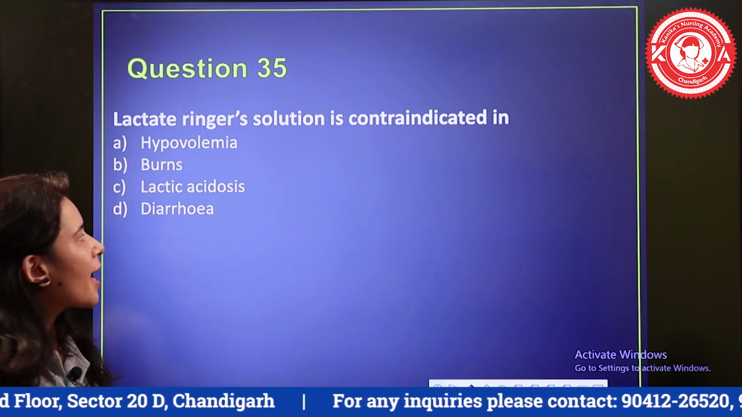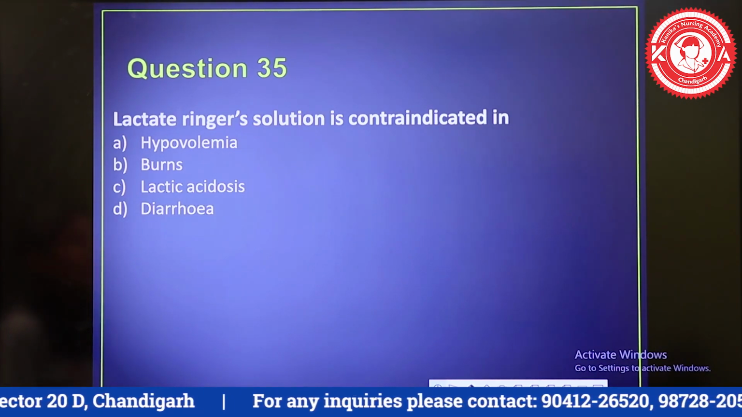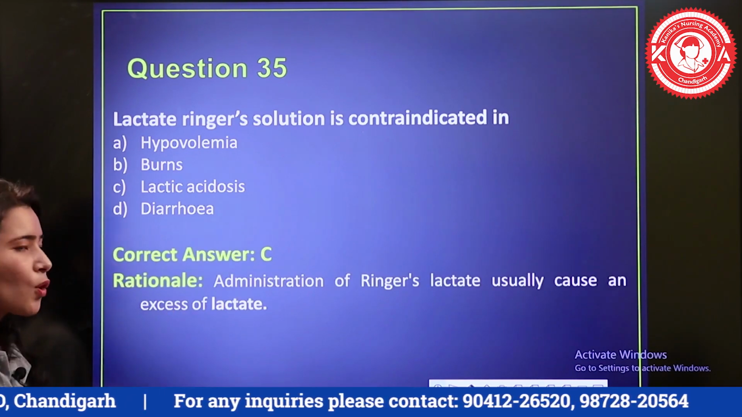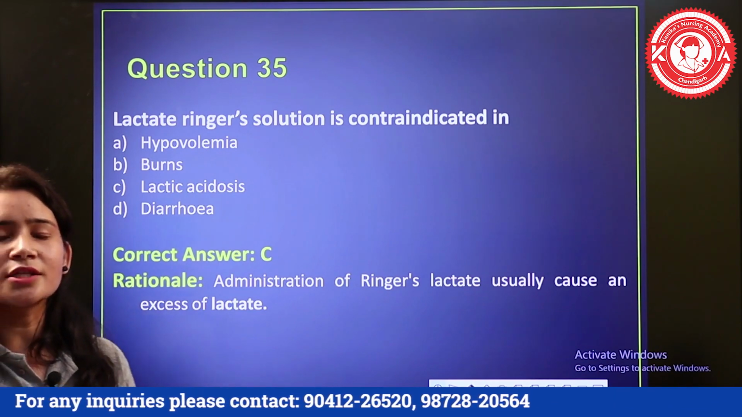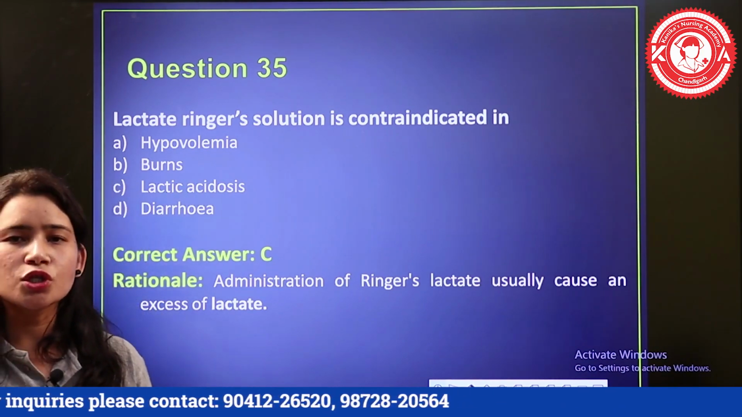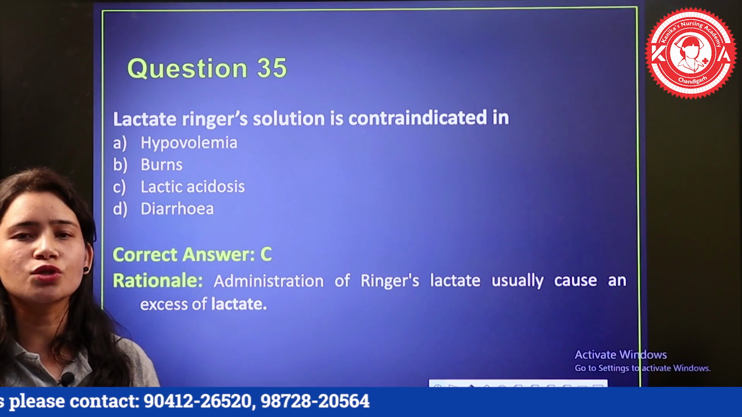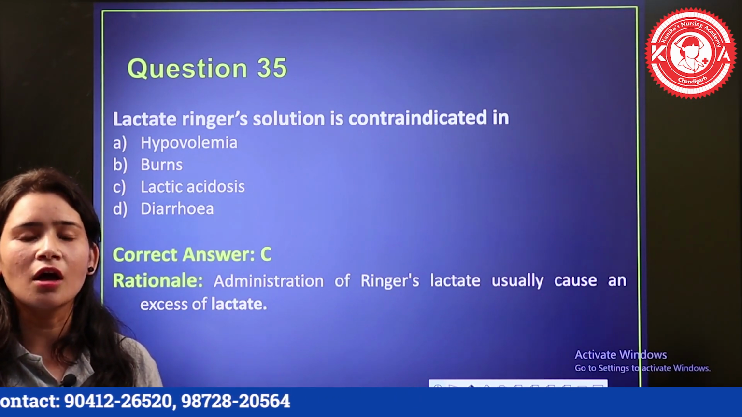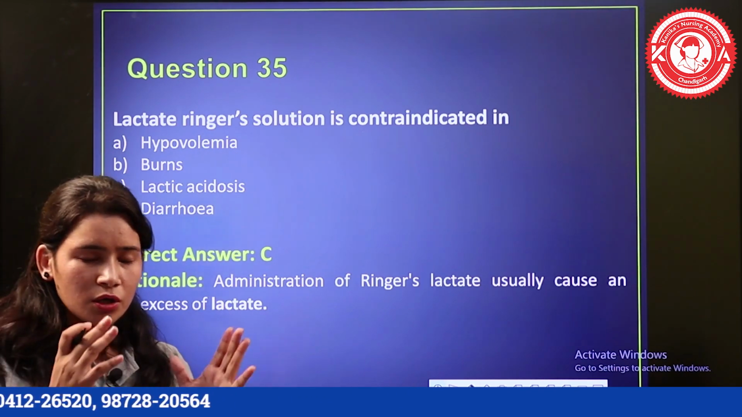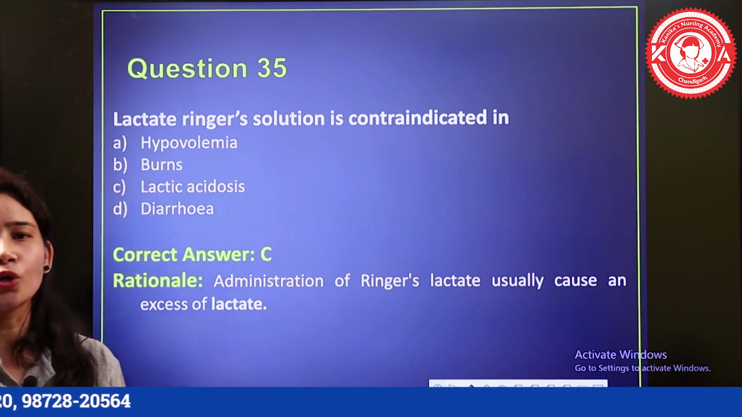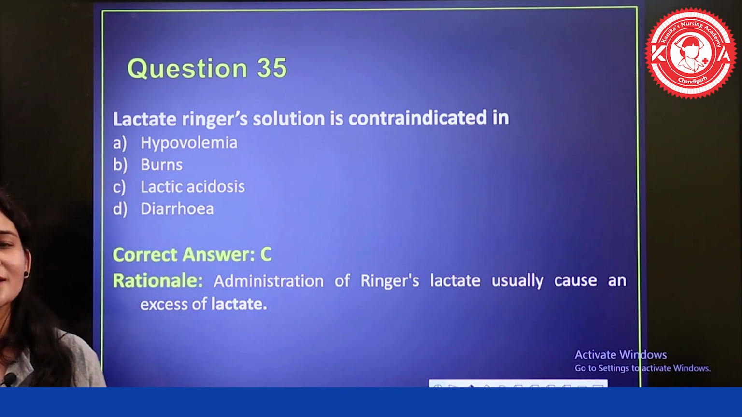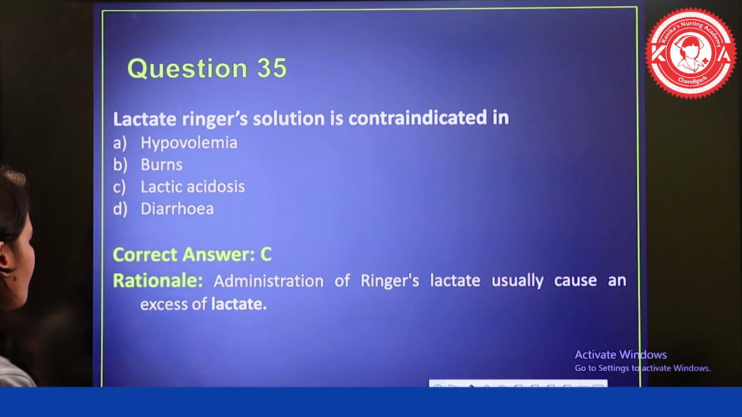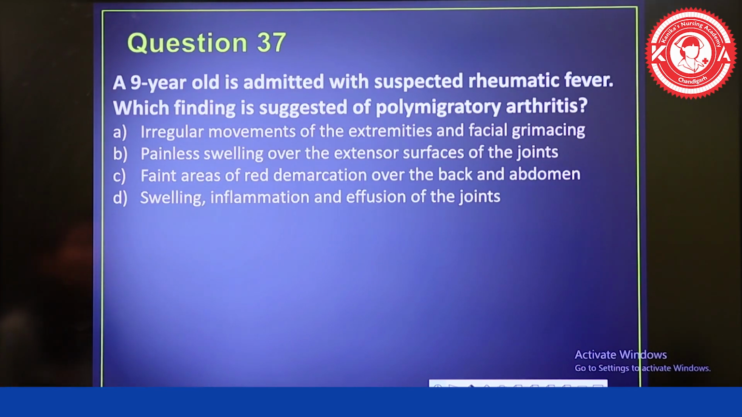Next question is: lactate ringer solution is contraindicated in. So lactate ringer solution is contraindicated in lactic acidosis, because if we give ringer lactate solution to a patient with lactic acidosis, the chances of acidosis increasing further will be there, it will increase and aggravate the lactic acidosis. So in this case we avoid ringer lactate solution, it is contraindicated. And ringer lactate solution, also known as Hartmann solution, is a type of isotonic solution.